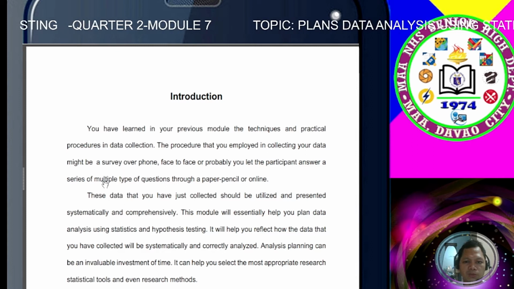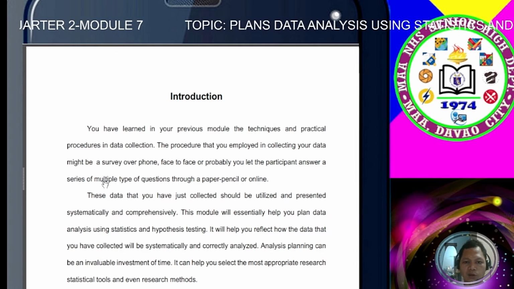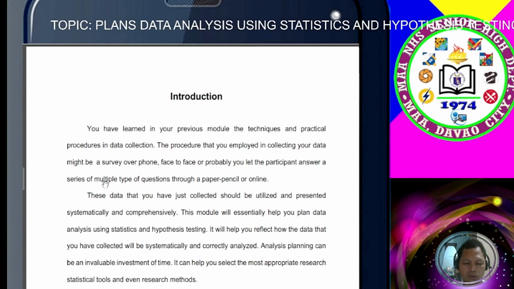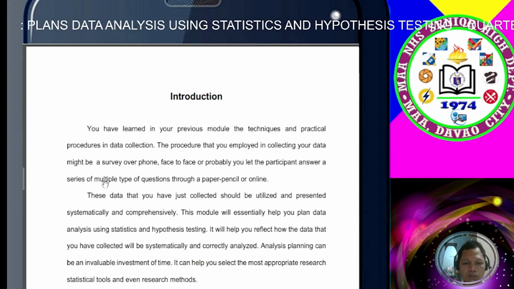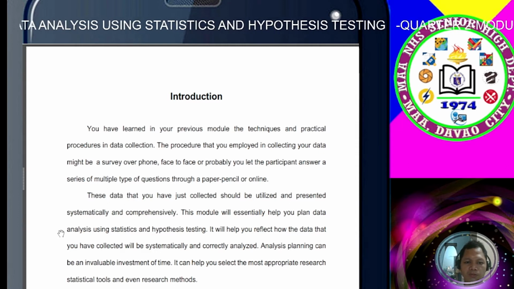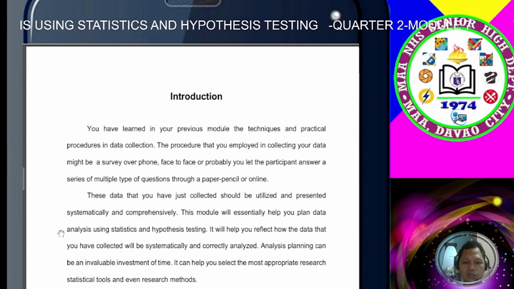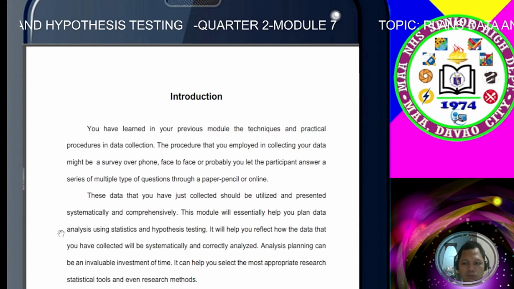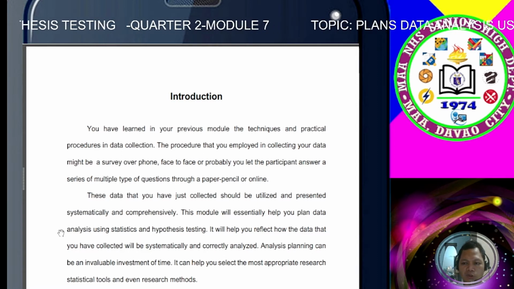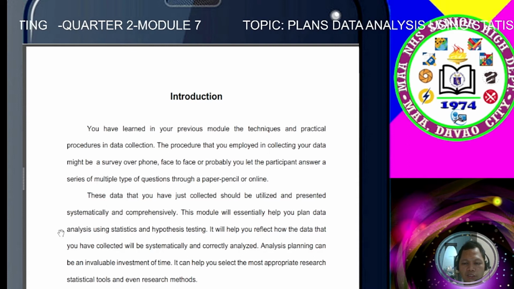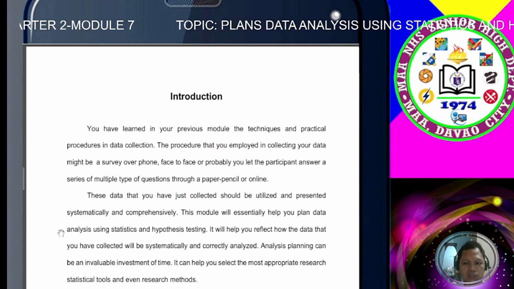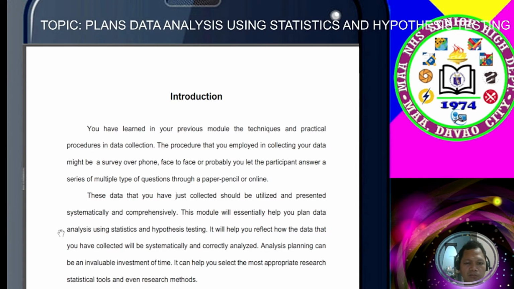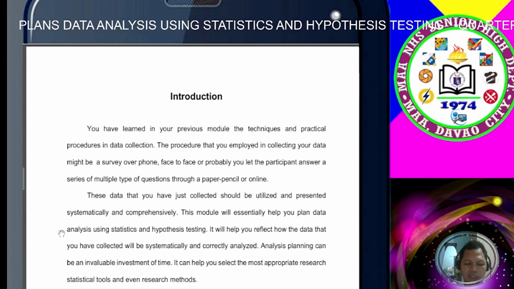You have learned in your previous module the techniques and practical procedures in data collection. The procedure that you employed in collecting your data might be a survey over phone, face-to-face, or probably you let the participants answer a series of multiple-type questions through paper and pencil, or online. Today, because of this pandemic, we use online surveys so that you can avoid the COVID-19 virus.